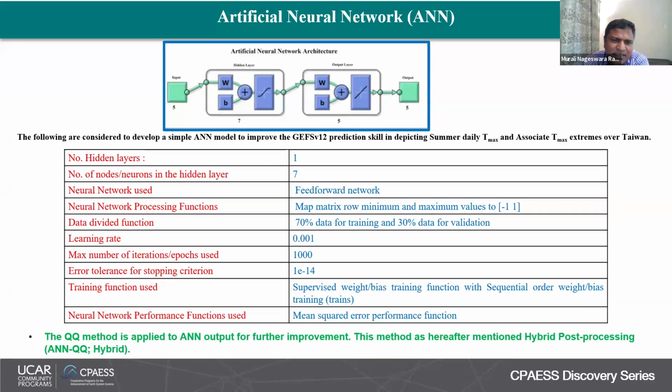In this tabular form, I have considered the following criteria for developing a model: one hidden layer and 7 neurons, and 70% data randomly selected for training and 30% for validation. Once the model is developed, I have used that model to generate the entire period data. Particularly in this case, I have used the sigmoid function, and I have used mean square error as the loss function.